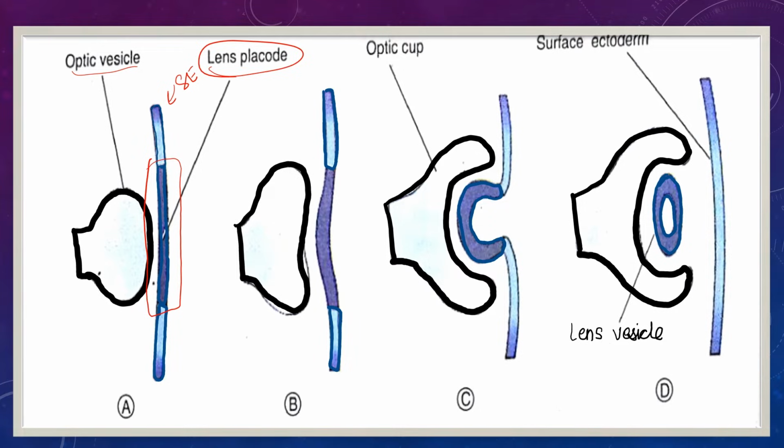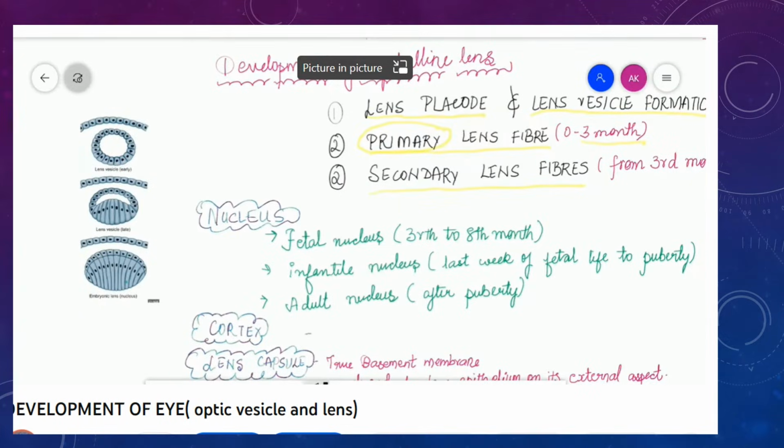Now gradually what happens is this lens placode is going to start invaginating inside this optic vesicle, converting the optic vesicle into optic cup, and subsequently this is going to get separated and form this circular structure surrounded by the epithelium of the surface ectoderm all throughout, and this is called the lens vesicle. And of course your optic vesicle is converted into the optic cup. So this is what was explained in that video on development of eye.